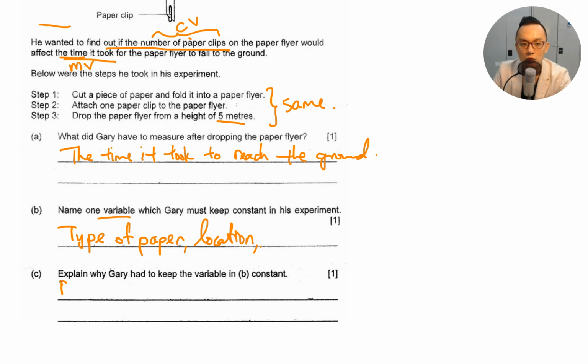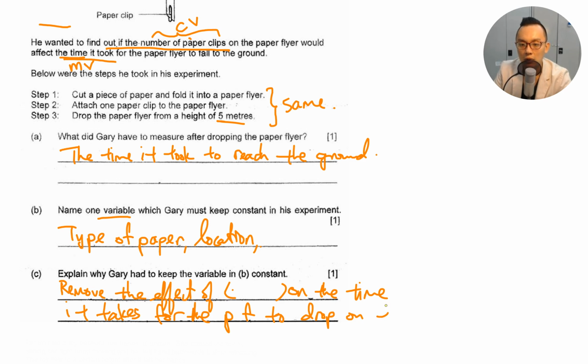Because he wants to remove, remember these three words, remove the effect of the variable, be it the type of paper or the location or the wind or the sun or whatever, on the time it takes for the paper flyer to drop on the ground. Now the key term I want you to remember from this is remove the effect.